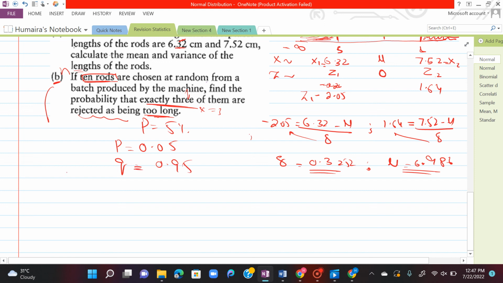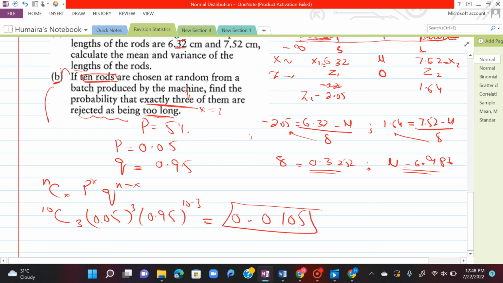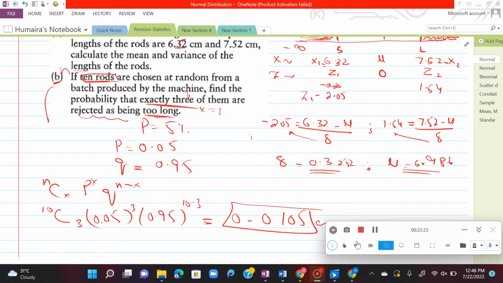Now it's easy. What was the binomial formula? nCx p^x q^(n-x). So n is 10 over here, 10C3, and for rejected it's 0.05 to the power 3, and 0.95 to the power 10 minus 3. Just put the whole thing in the calculator and you will get the answer 0.0105. That's your final answer for if, out of 10, 3 rods are rejected for being too long. I hope the concept is clear. Just revise it and you will understand it.